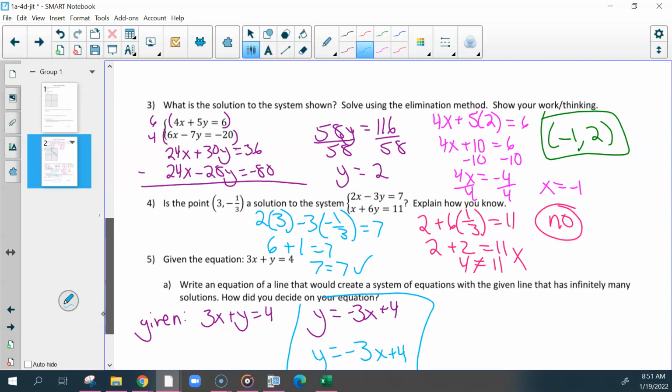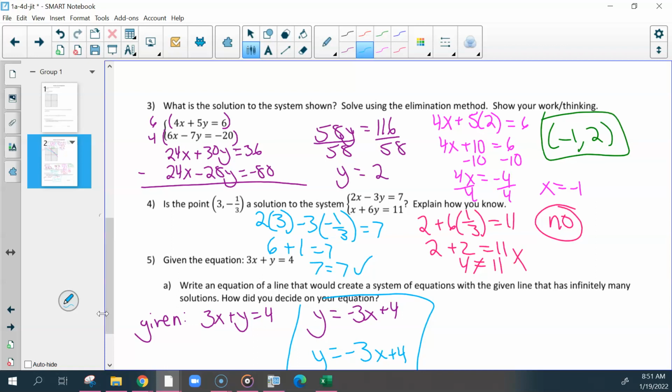For number 3, you needed to solve that one by elimination. You may have done this differently than the way I did this, and that's okay. Because remember, you can choose whether you want to eliminate your x's or your y's. You have that choice. I chose to eliminate my x's, so I made my x values the same.